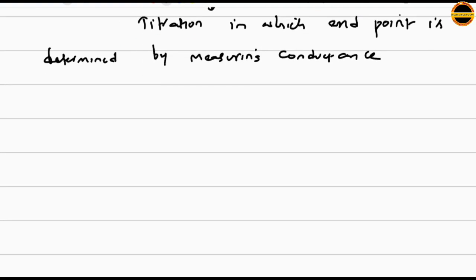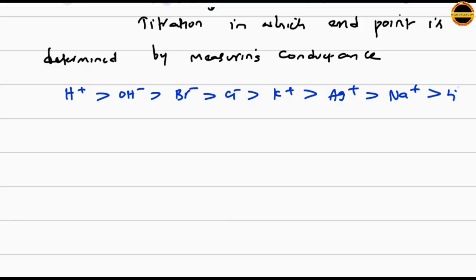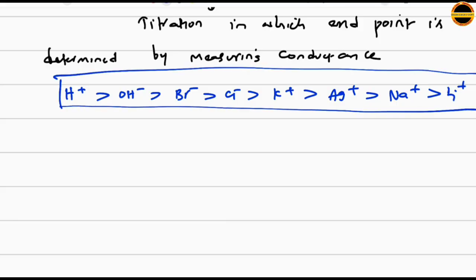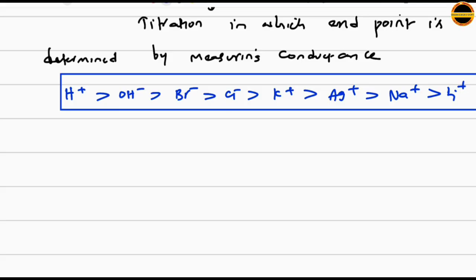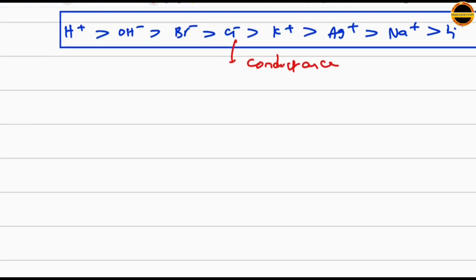So one sequence you have to remember for conductance. I am giving one sequence of experimentally observed values: OH minus, Br minus, Cl minus, K plus, Ag plus, Na plus, lithium plus. So this particular sequence you have to remember for conductance. H plus has the maximum conductance. Now focus on the titration shape curves. It is based on experimental values, which is why we wrote this sequence.